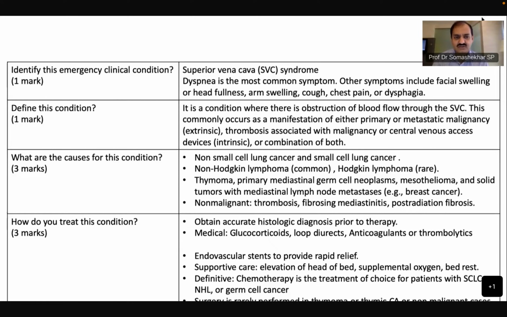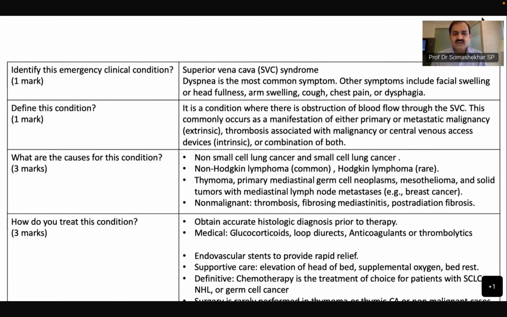secondary to malignancy and hypercoagulation. What are the most common causes? Non-small cell lung carcinoma is the most common. Next is non-Hodgkin lymphoma in young patients. Hodgkin is very rare; it doesn't cause this like non-Hodgkin. So if you have an SVC obstruction with a lymphoma with mediastinal nodes, remember it could be large B cell NHL. Or malignant thymoma, mediastinal germ cell tumor, mesothelioma, and solid tumor in the mediastinal lymph nodes in breast cancer. Non-malignant causes could be thrombosis, fibrosis, mediastinitis. Post-radiation can also cause it. So these are the causes.